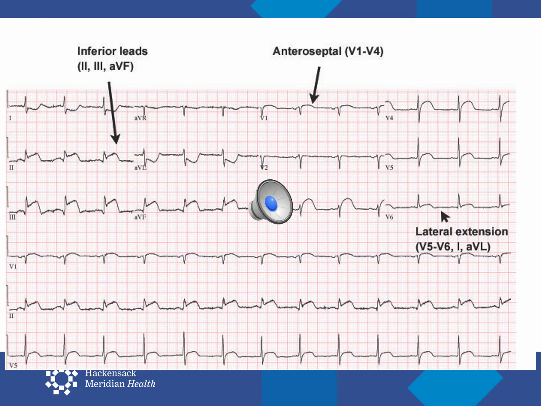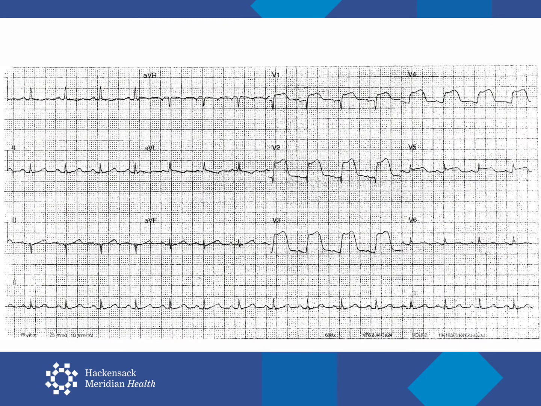This tracing illustrates damage in each of the areas: inferior in 2, 3, and aVF, anteroseptal in V1 through V4, and lateral extension in V5, V6, as well as in 1 and aVL. Notice the ST segment elevation in the anterior leads. These ST segment elevations are in the septal leads, not so much in the laterals. This would be an anteroseptal MI.